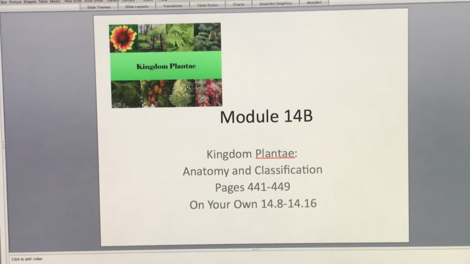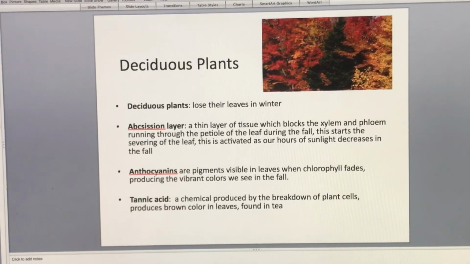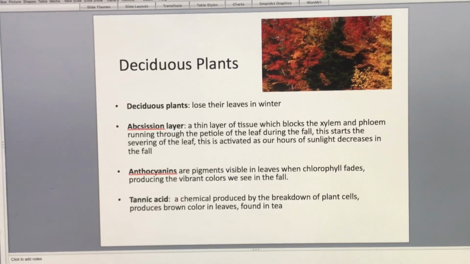So let's take a look at deciduous plants. These are plants that lose their leaves in the winter. Of course, quite familiar to us living in the northeast region of the U.S. Many of our trees around here lose their leaves in the winter.